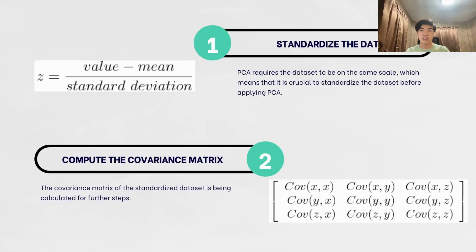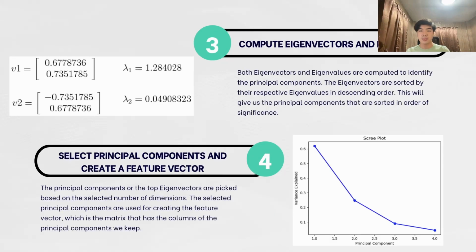First, standardize the data. PCA requires the dataset to be on the same scale, which means it is crucial to standardize the dataset before applying PCA. Second, compute the covariance matrix. The covariance matrix of the standardized dataset is calculated for further steps.